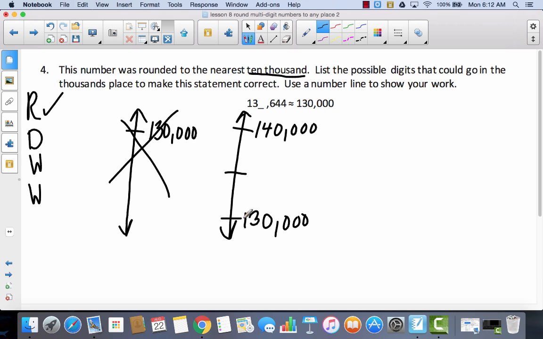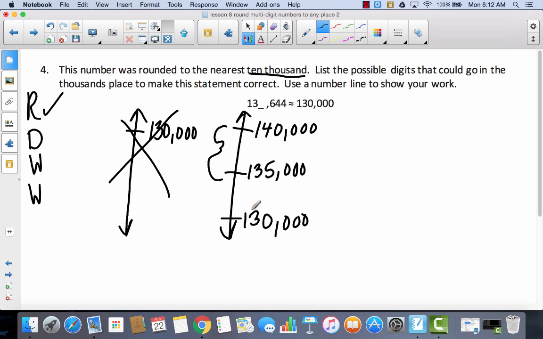So what would be halfway between 130 and 140,000? Well, that would be 135,000. So whatever this number is, it couldn't be above 135,000 because if it were, it wouldn't round to 130,000, it would round to 140,000. So whatever this number is, it had to be less than 135,000. So what are the possible digits that could have been in this blank? What digits would be in the thousands place to keep this number below 135,000?